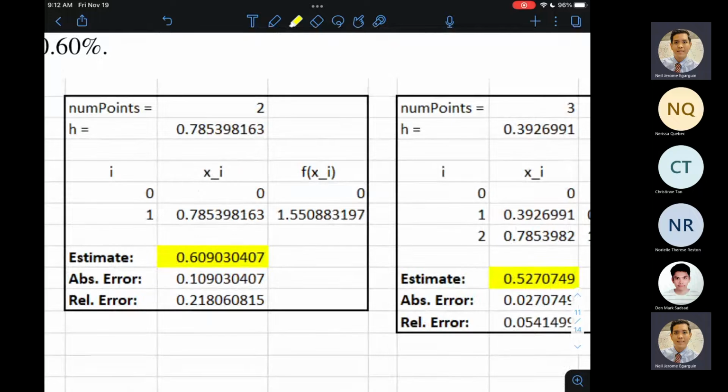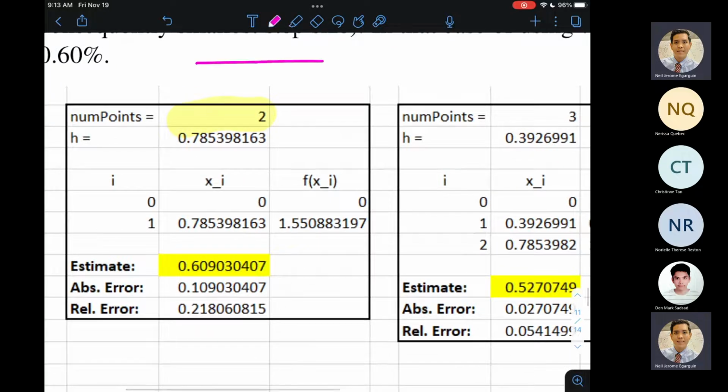If we use 2 points, meaning from 0 to pi over 4, only two points will be used, so they should be 0 and pi over 4. And that is the basic trapezoidal rule, right? Our step size is pi over 4 because that is the length of the interval, alright? And then take the function value at 0, the function value at pi over 4, use the trapezoidal rule, and you'll get 0.10, which is not a very good approximation because again, we know the exact value is 1/2.